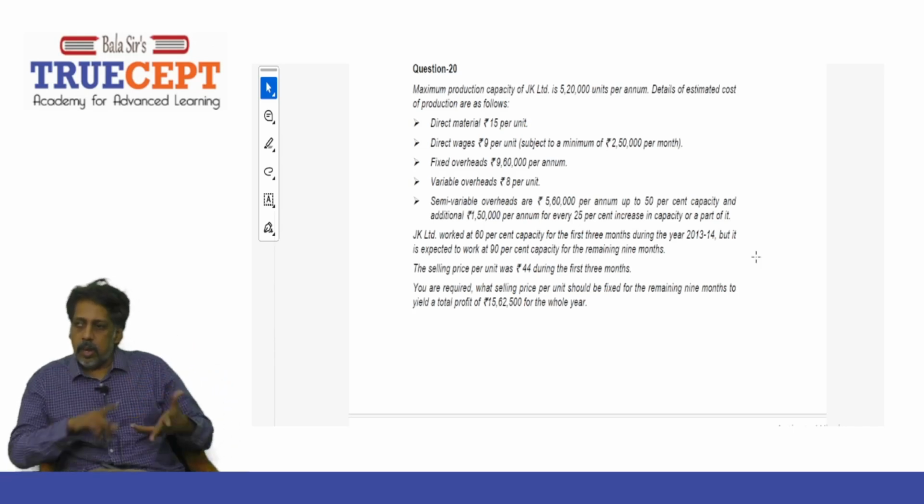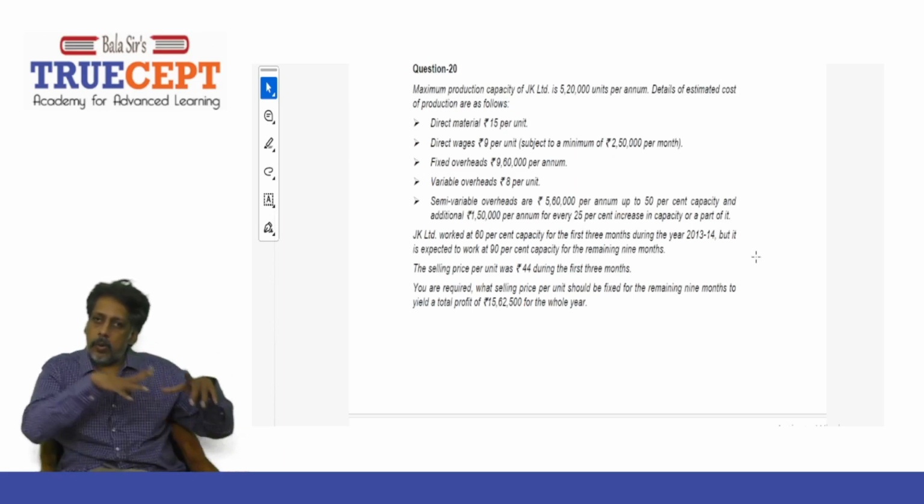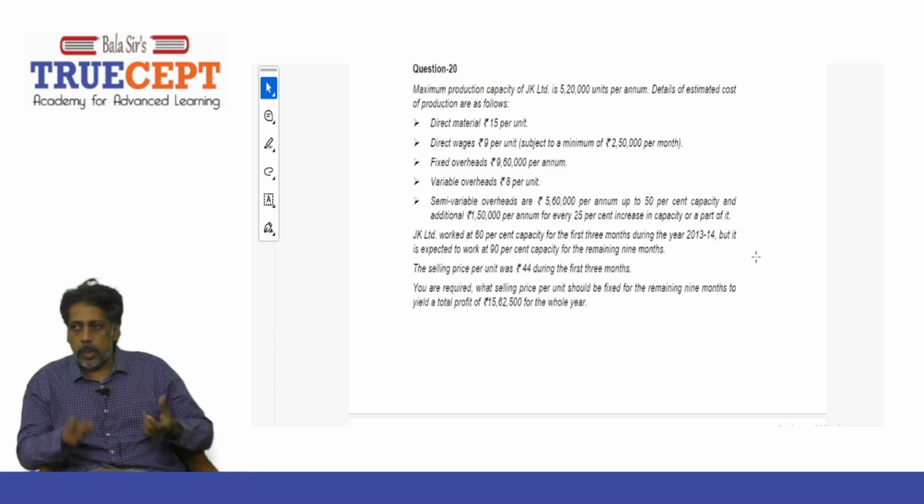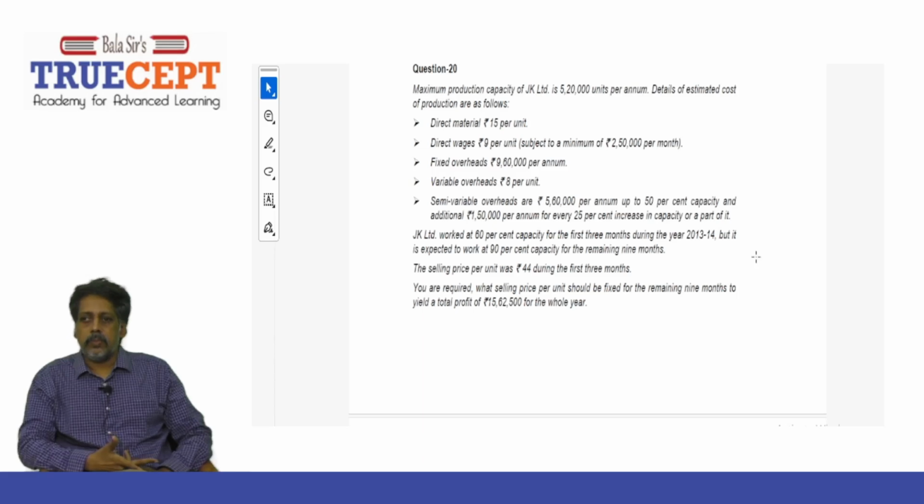Minimum of 2,50,000 per month. That means the wages paid to workers should not fall below 2,50,000 a month. Next. Fixed overhead 9,60,000 per annum. Variable overhead 8 rupees per unit. Semi-variable overhead are rupees 5,60,000 per annum up to 50% capacity, and additional 1,50,000 per annum for every 25% increase in capacity or a part of it.